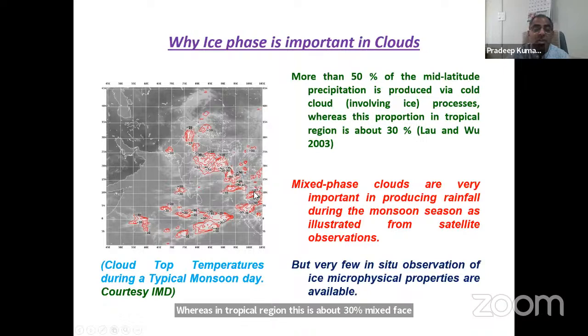I'm illustrating a satellite observation, which is a typical monsoon day situation over the region. And you see that all these clouds are reaching temperatures as low as minus 40, minus 30, minus 20. So this is all the cold phase. Above freezing, it's all cold processes which are dominating. So even in a typical monsoon situation, a significant amount of rain is coming from the cold cloud processes.